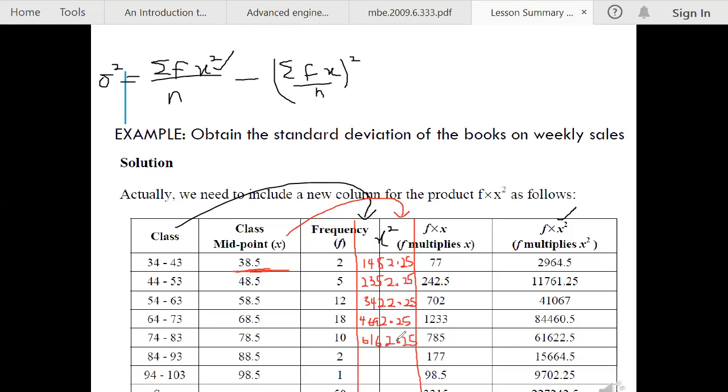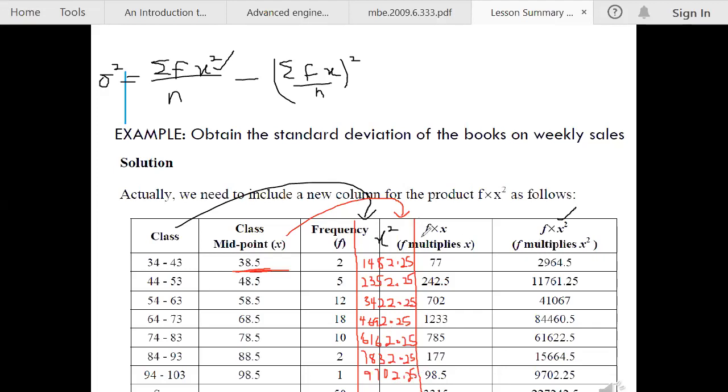Next one. 7832.25. Then the next one will be 9702.25. Yes. So those give us the X squared.